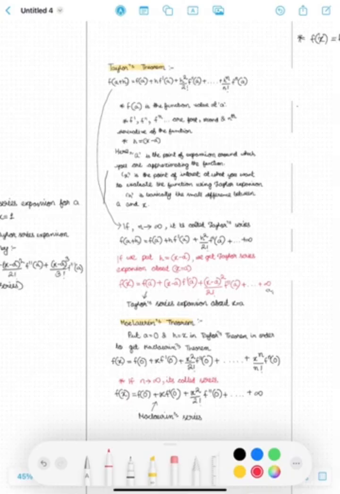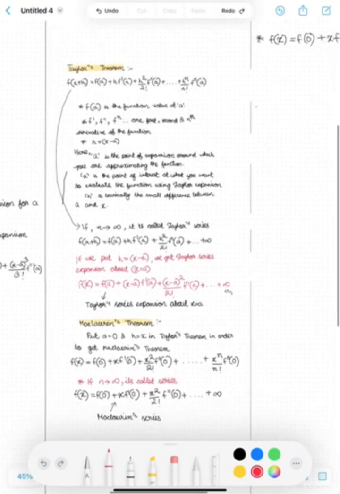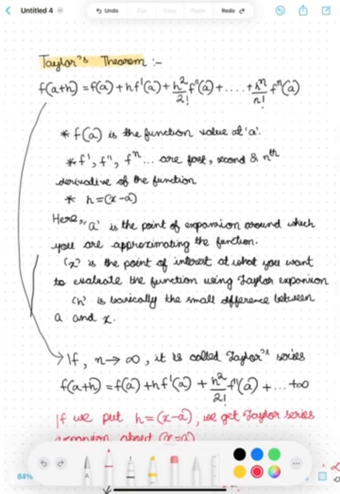Good morning, sir. This is Nivir Mohanto from the Department of Information Technology, and today I'm going to explain Taylor series and Maclaurin series. First of all, let's have a look at Taylor's theorem.